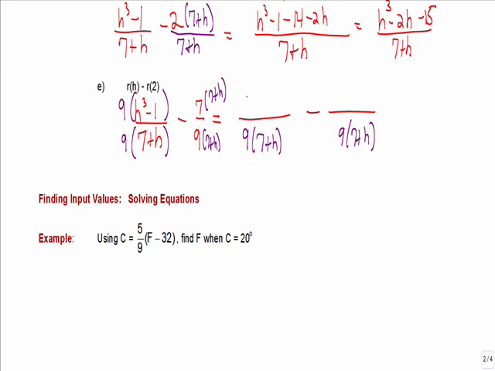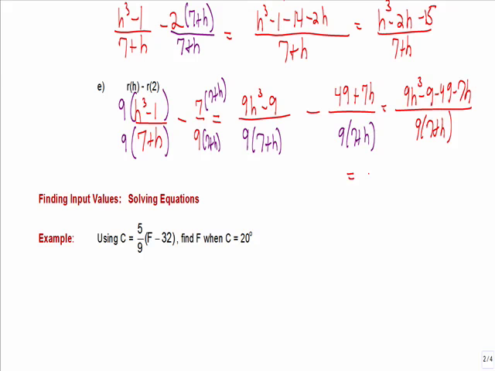So if I neaten this up a little bit, that would give me 9h cubed minus 9, and I'm going to keep the subtraction. That would give me 49 plus 7h. And now if I subtract, and I'm careful with my signs, I have 9h cubed minus 9 minus 49 minus 7h all over the common denominator. And if I wanted to, I could write that as 9h cubed minus 7h minus 58 over 9 times 7 plus h.